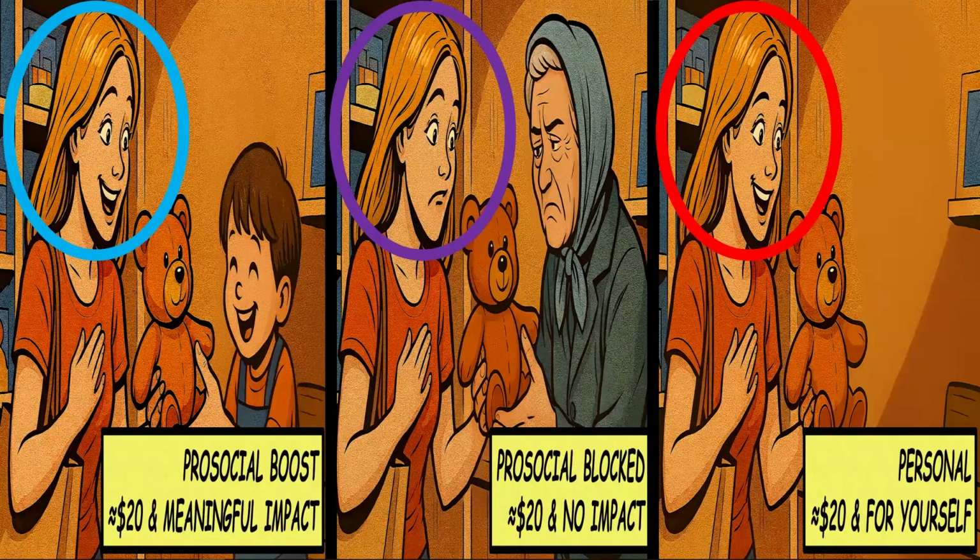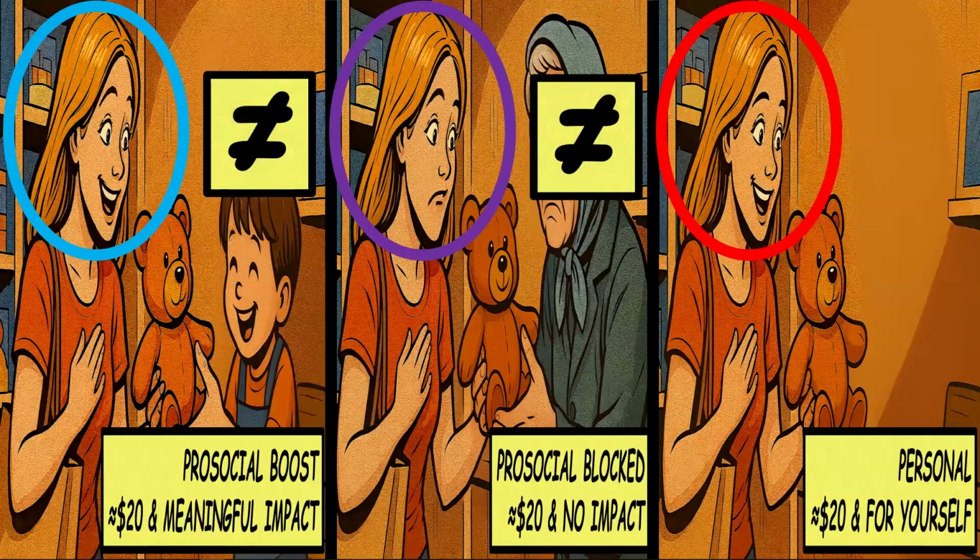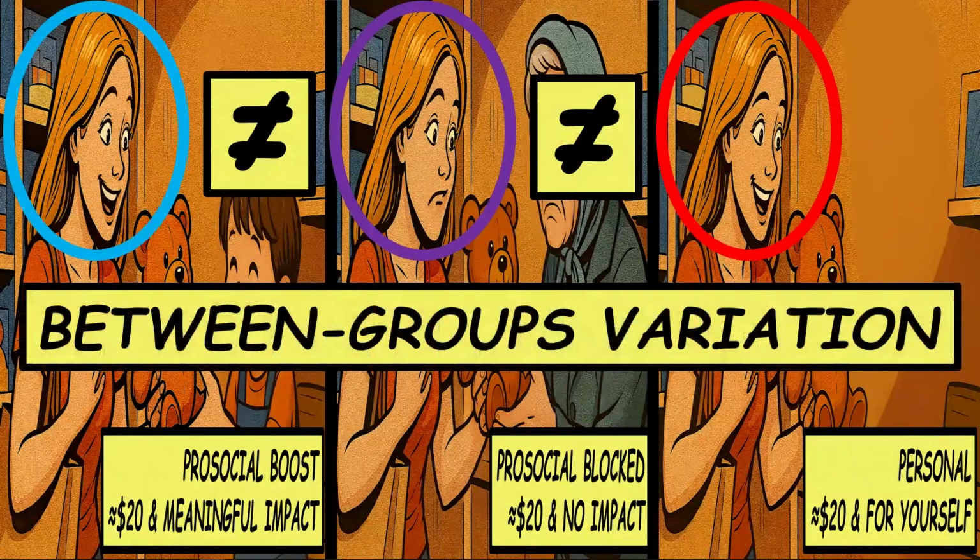0.12. But importantly, there's variation between those group means. So the mean for prosocial boost did not equal the mean for prosocial blocked, did not equal the mean for the personal condition. So we have variation between the groups, and that, not surprisingly, is where our between groups variation comes from. So the between groups variation is a measure of how different those 3 groups are from each other. What is the variation between the 3 different groups? So it measures those differences in the group means.